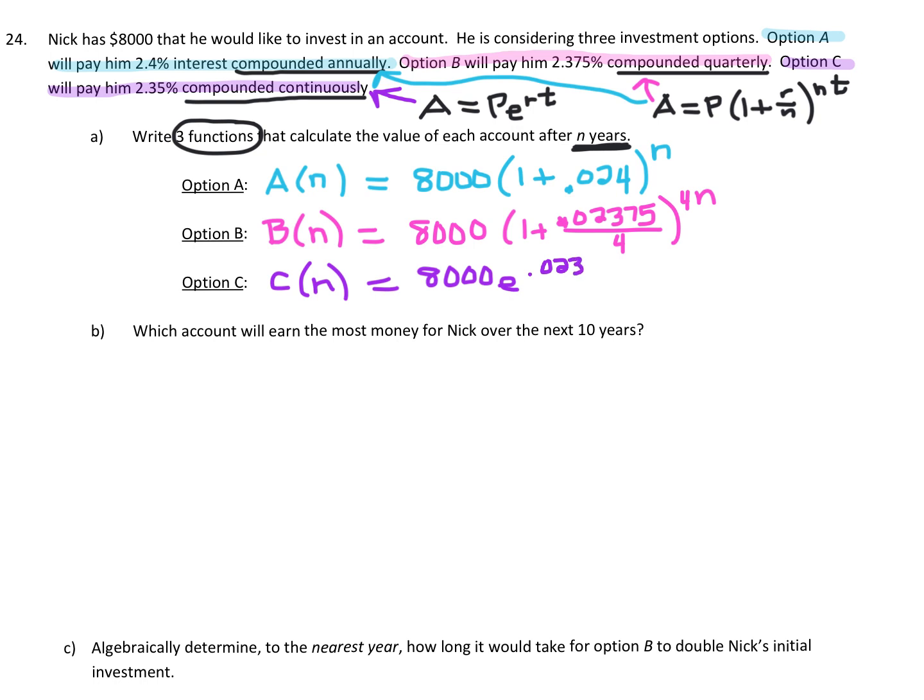And instead of using T for time, we are going to use N for time. Okay, so that first part is done. Okay, part B. Which account will earn the most money for Nick over the next 10 years? All right, so they're giving us the time. So really all we're doing is plugging in 10 for each of these n's and figuring out which one gives you the most money.